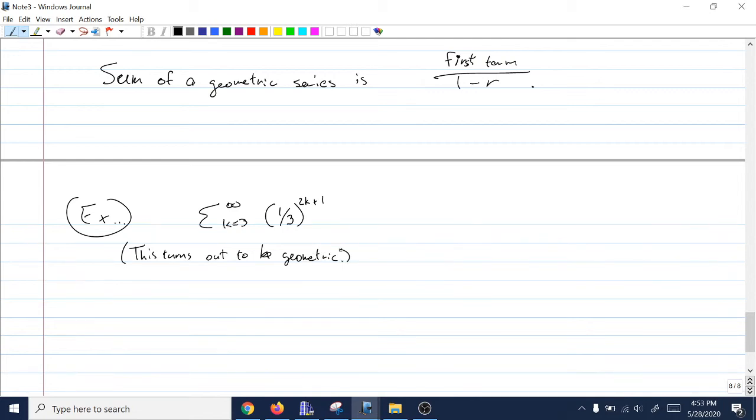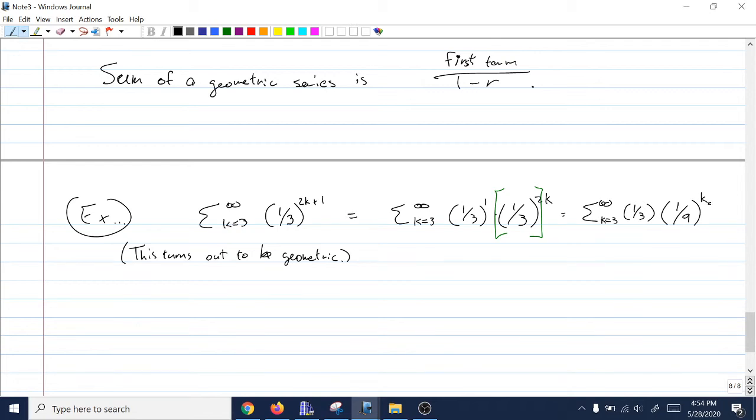If I really want to force it to look geometric, I can rewrite it as the sum from k equals 3 to infinity of 1/3 to the 1 times 1/3 to the 2k. That's the sum from k equals 3 to infinity of 1/3 times (1/9)^k. Even if I don't want to do that, I can just think about the first few terms and confirm that they're doing what they're supposed to do.